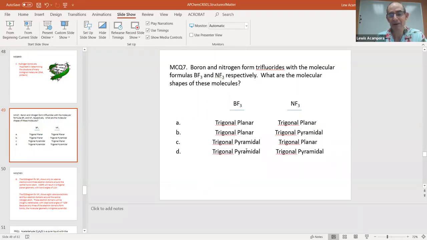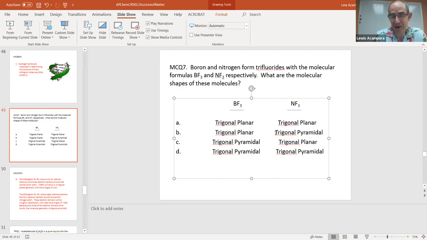When you set those up, BF3 will have a central boron atom, 3 fluorine atoms, and no extra electrons on that central boron. That will give us a trigonal planar structure, where the 4 atoms of BF3 lie in the same plane, with bond angles of 120 degrees. NF3, on the other hand, would have that extra unshared pair of electrons. Again, I encourage you all to draw these electron dot diagrams out on your own. Because the nitrogen atom is now surrounded by 4 electron pairs rather than 3, the electrons will be arranged tetrahedrally and the molecular geometry would be trigonal pyramidal. So the correct answer here would be B.